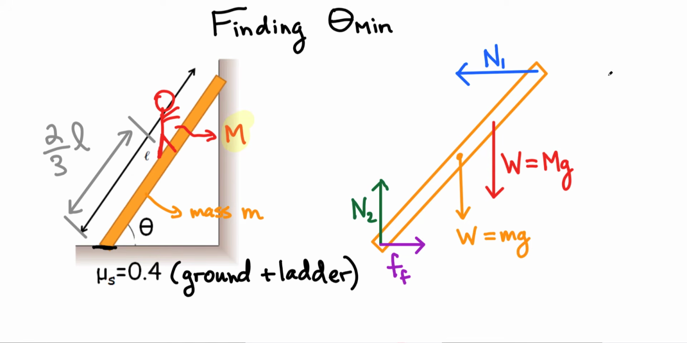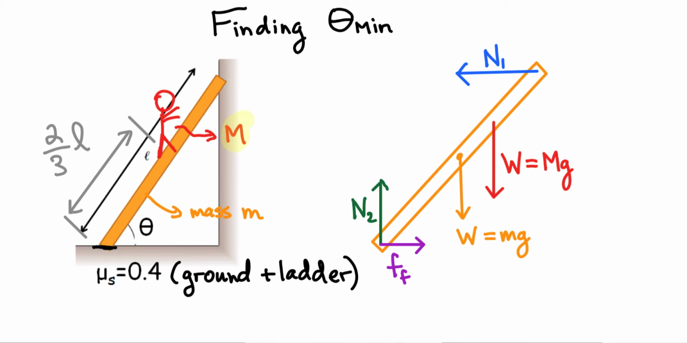One other variable that I've denoted over here is the coefficient of static friction. This is a property of the material of the ladder that is in contact with the ground. In this case, I've set it to 0.4. Again, that'll depend on the two materials that are in contact with each other.